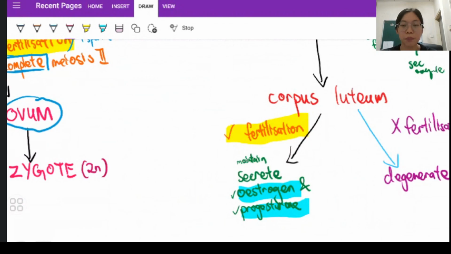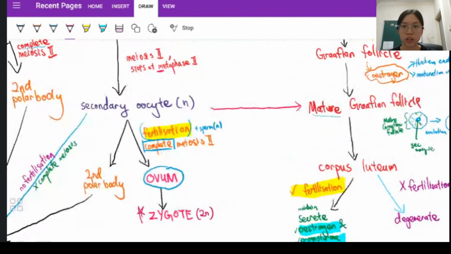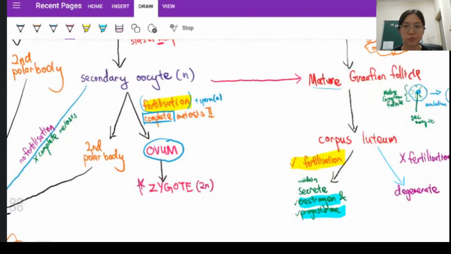So yes, if fertilization occurs, the corpus luteum will still continue to secrete estrogen and progesterone. So this is actually what happens if fertilization occurs. Basically, the corpus luteum will not degenerate and will continue to secrete estrogen and progesterone to maintain the thickness of the endometrium. Meanwhile, the secondary oocyte is fertilized by the sperm. The secondary oocyte can only complete meiosis 2 if fertilization occurs, forming the second polar body and ovum. And the sperm will fertilize this ovum, which is the matured one, to form a diploid zygote.